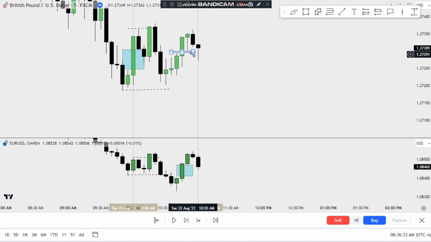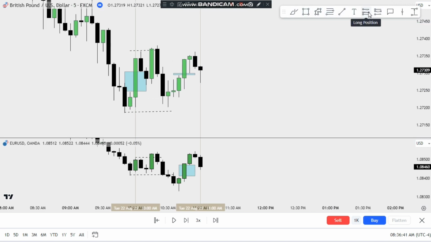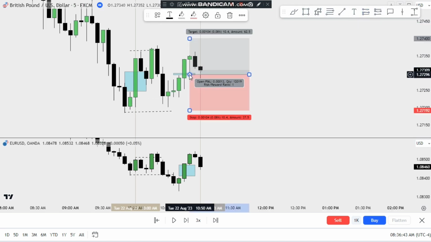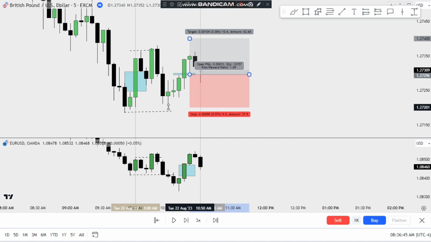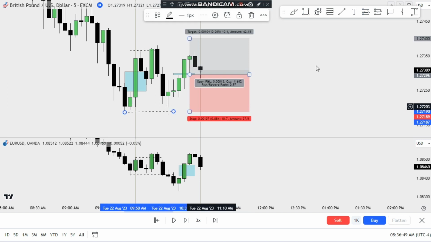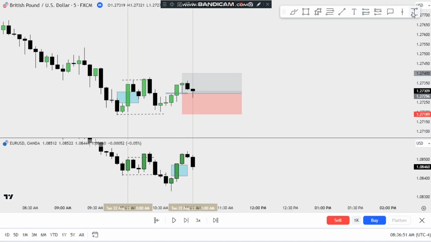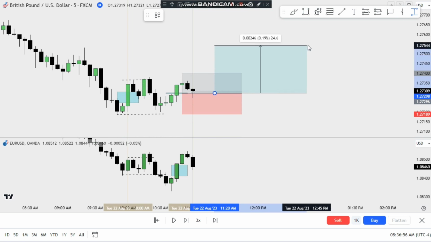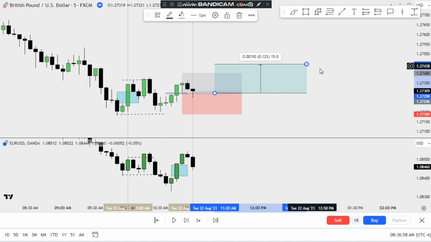So you can see that the gap got filled, and this is 11 a.m. We are still in this window, so this will be your entry point. Now your stop loss will be below these swing lows. You can either put it below this swing low or this one. And as I said, your target will be 15 pips. So let me draw this, 15 pips.